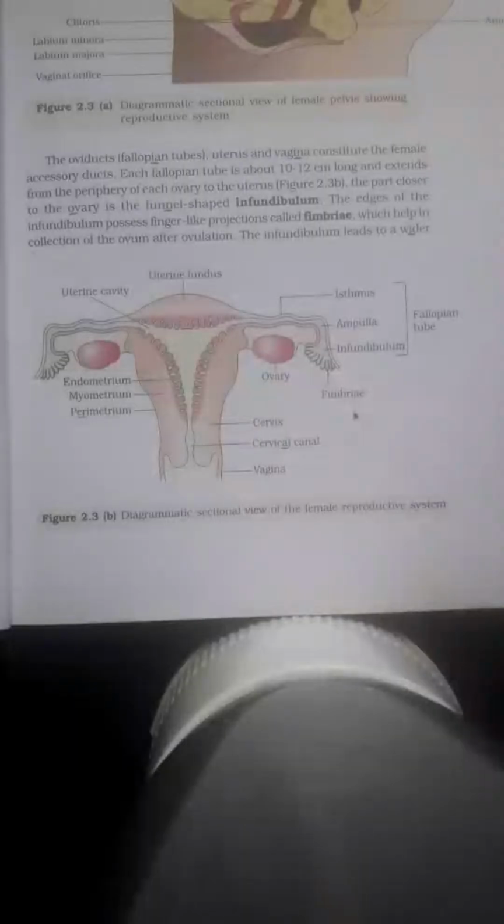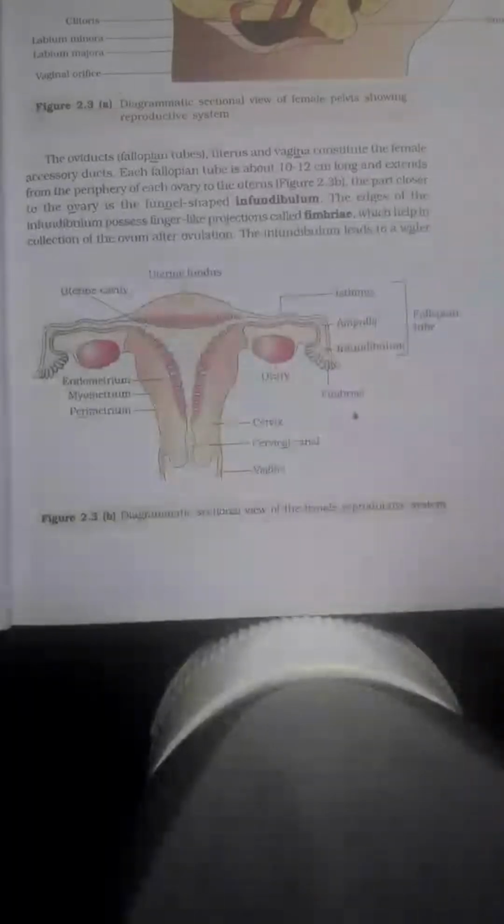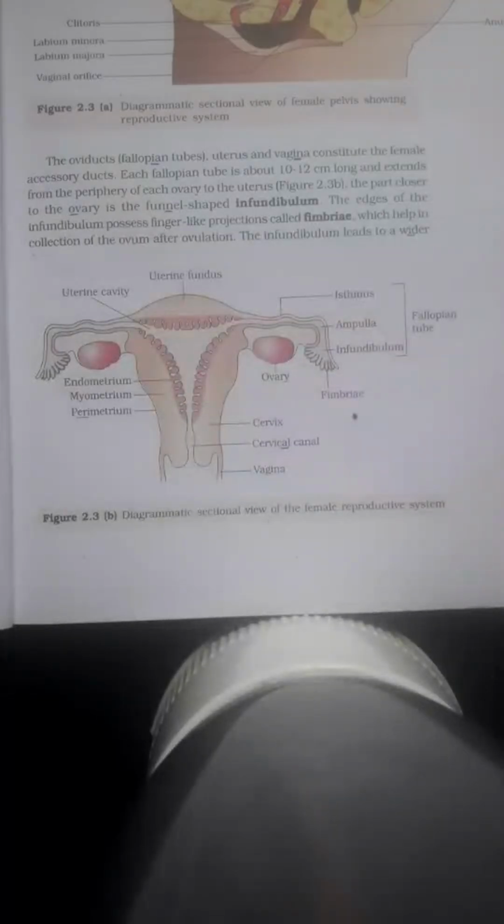So let's see where these female reproductive system parts are. You see the fallopian tube, you see the infundibulum. Now the infundibulum has finger-like projections. This is the fimbria. The function of the fimbria is important, which helps in the collection of the ovum after ovulation. After that you see the ampulla.